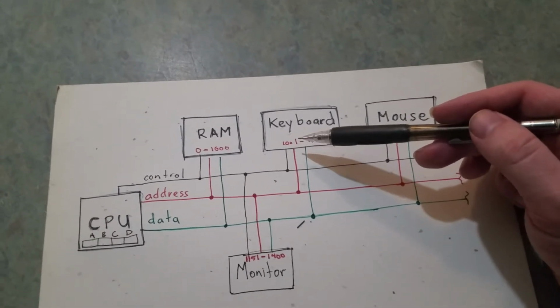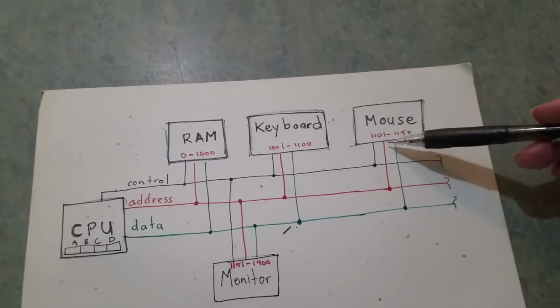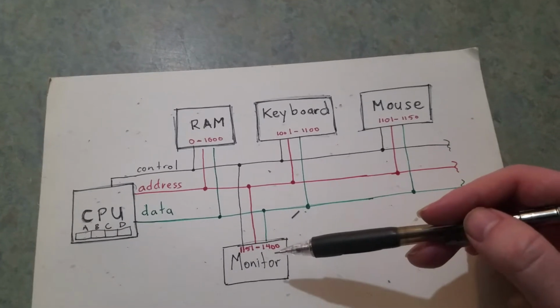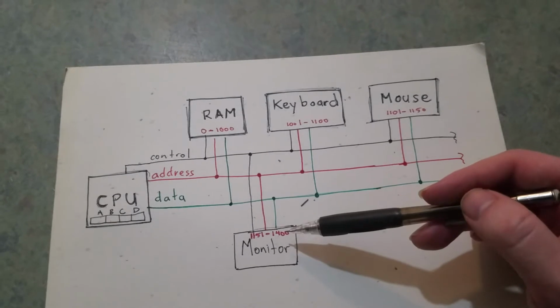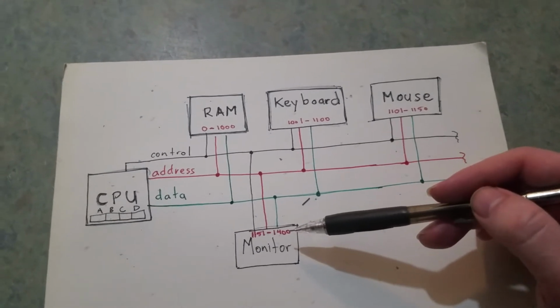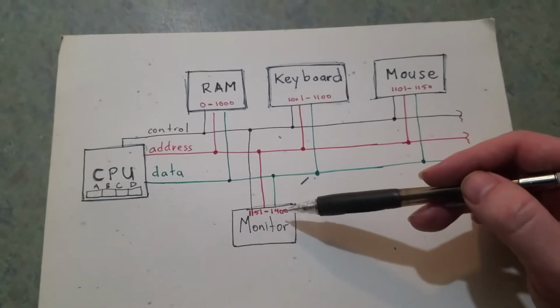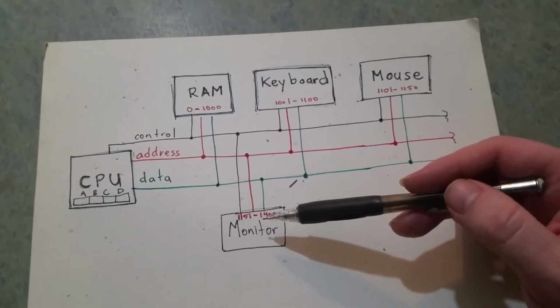I'm not sure exactly why it needs to be so big. I just made up these numbers. The mouse has about 50. The monitor about 350. And the monitor makes more sense because you want to write the pixel data to the monitor. So that makes some more sense.